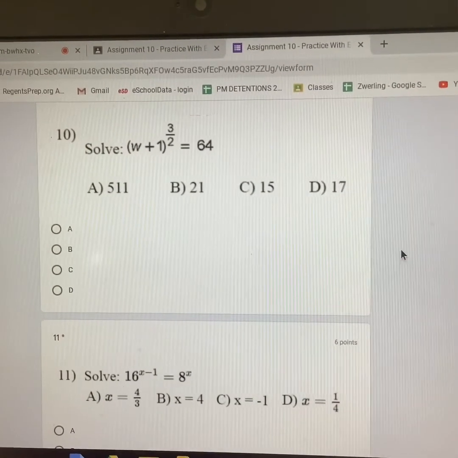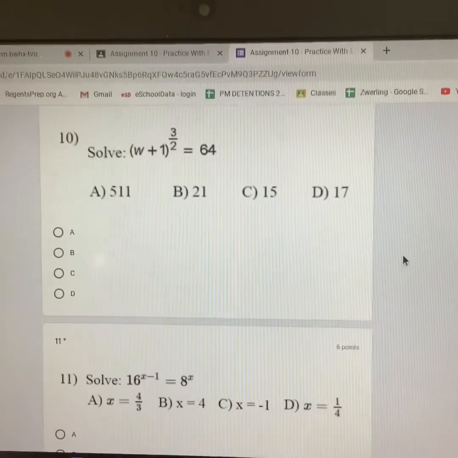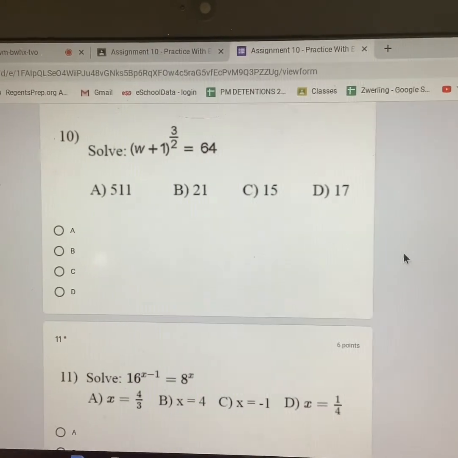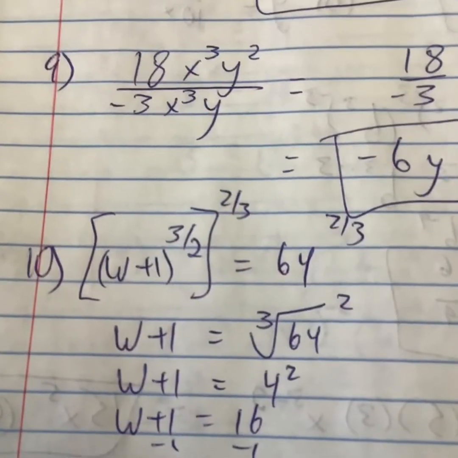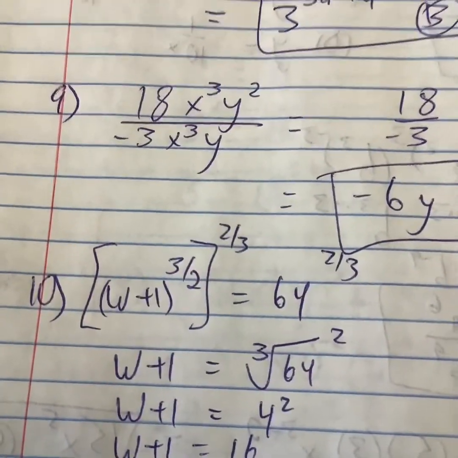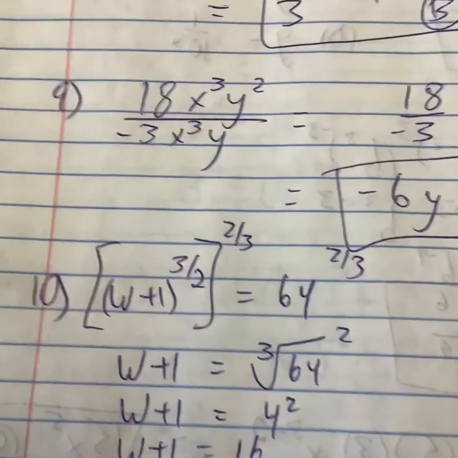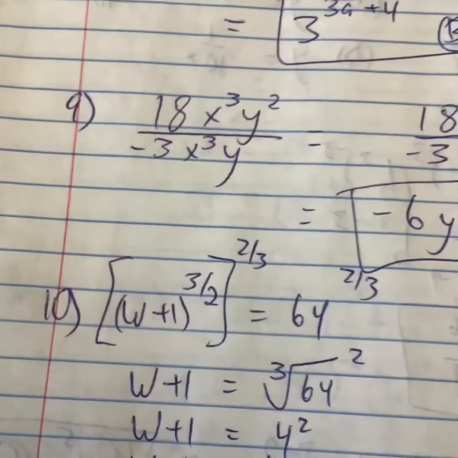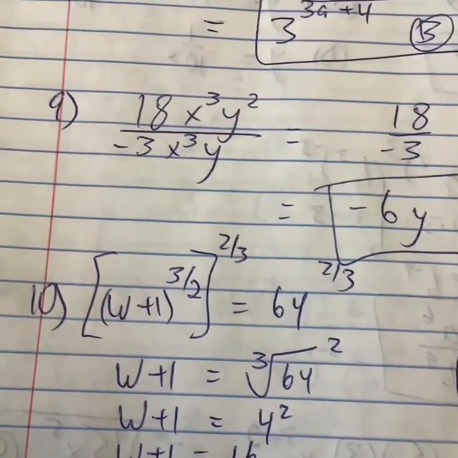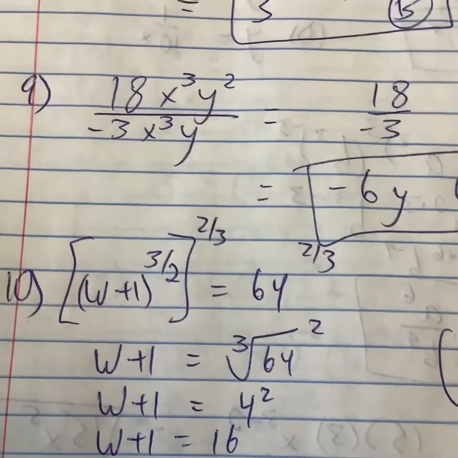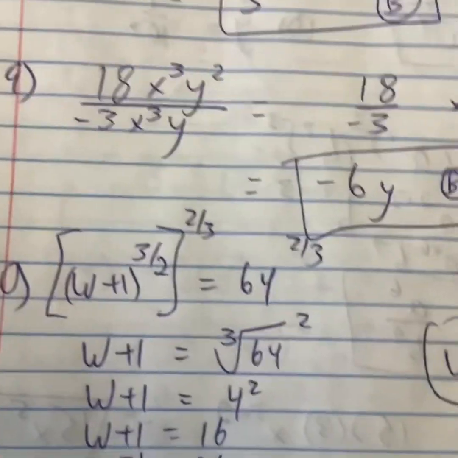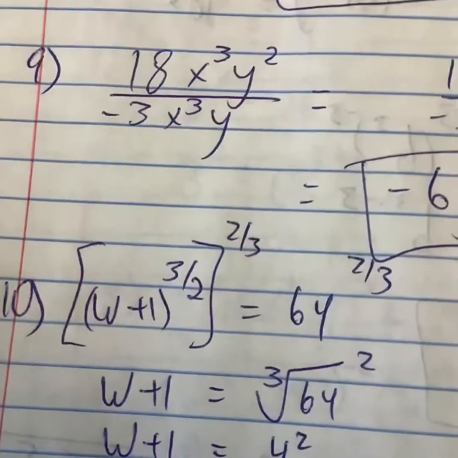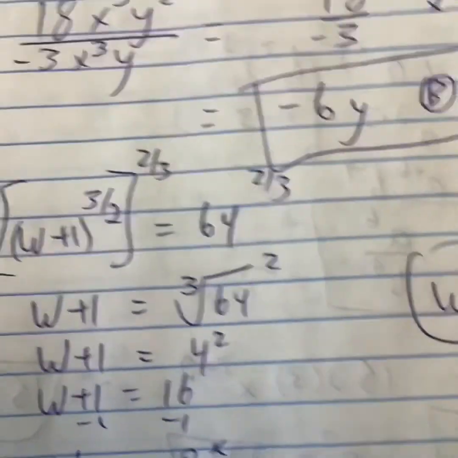For number 10, here's our fractional exponent problem. W plus 1 to the power of 3 halves equals 64. So remember, when solving these equations, you have to get whatever's being raised to that fractional exponent isolated, which it already is. The w plus 1 is being raised to that power. And then we raise both sides to the reciprocal. Reciprocal of 3 halves is 2/3. When you have a power raised to a power, you multiply them. And when you multiply reciprocals, they reduce to 1.